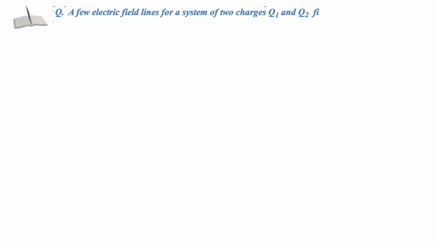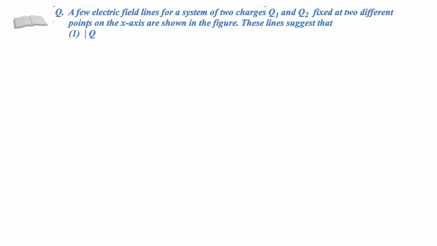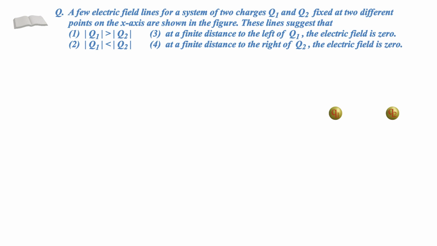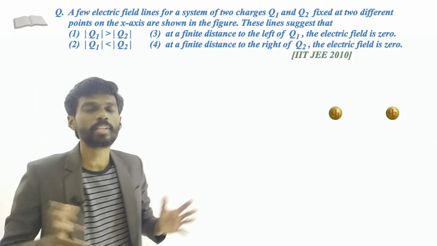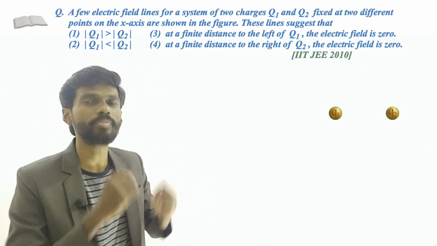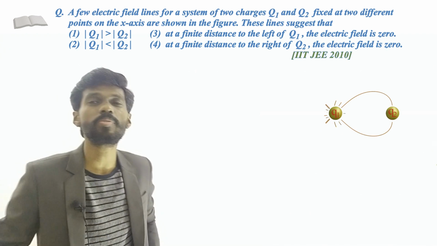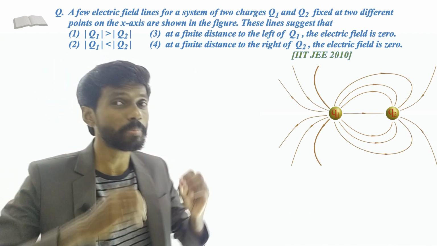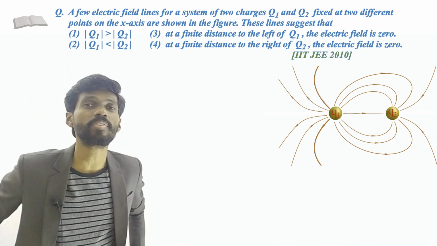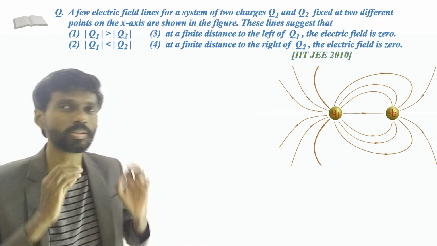A few electric field lines for a system of two charges Q1 and Q2 fixed at two different points on the x-axis are shown in the figure. These lines suggest that... Here two charges are given, Q1 and Q2, due to which we have some electric field. A few of the electric field lines are given, using which we need to check which of these charges is bigger in magnitude. We also need to find the point at which the electric field is zero. Alright, so let us do it one by one.